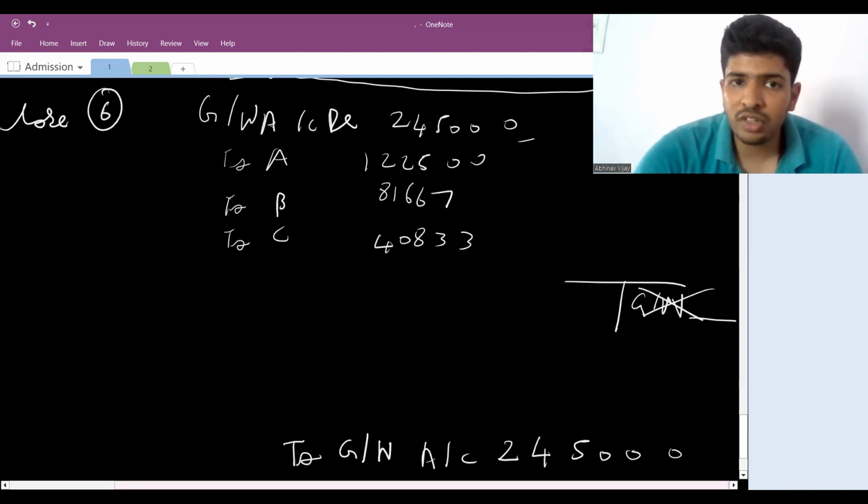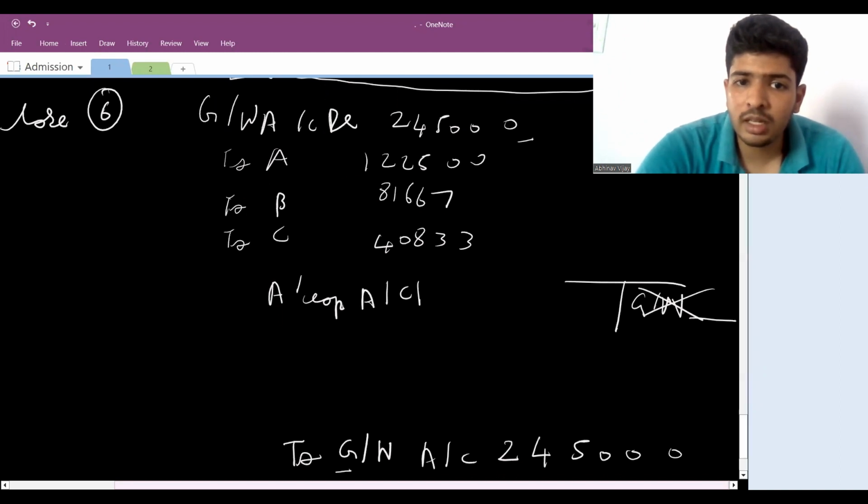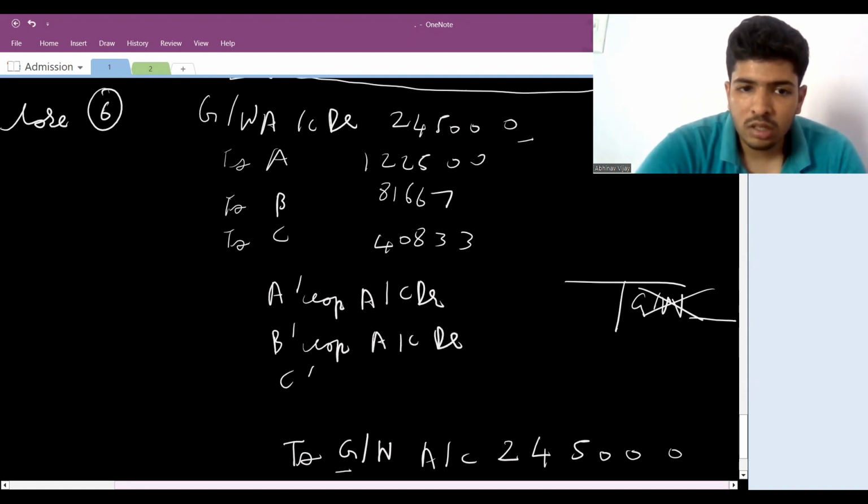So since it was debit first, the asset was raised. Now to decrease the asset, we need to credit it. Now, what will the debit side be? Both sides need to be equal. So A, B, C, and D's capital accounts debited. This is where you need to pay a little attention. D's capital account is debited.